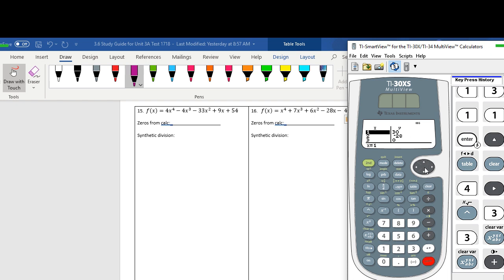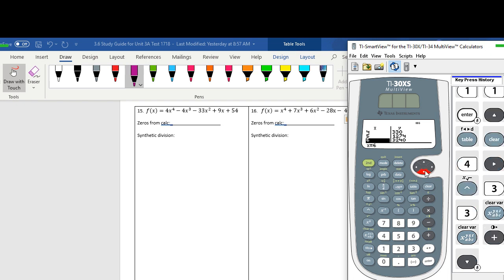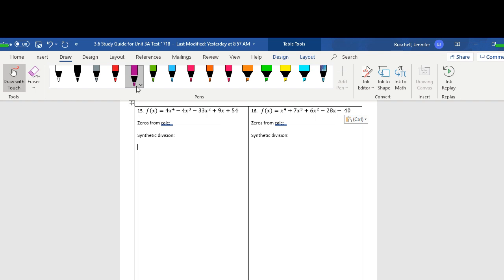Ooh, there's one at 3. Go down a little bit. Ooh, those are some big numbers. I don't see any other zeros down there. Let's go back up. There's another one at -2. Again, getting some big numbers. So it looks like they're only giving me 2 of my zeros. So let's go write those down. So -2 was 1 and a +3.